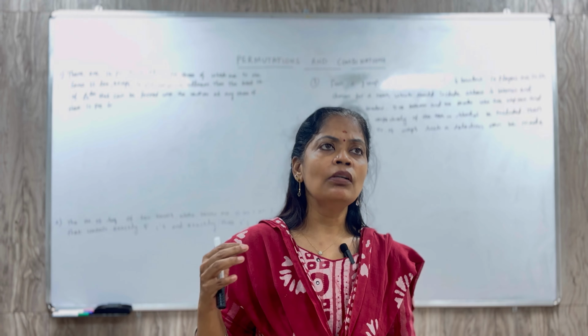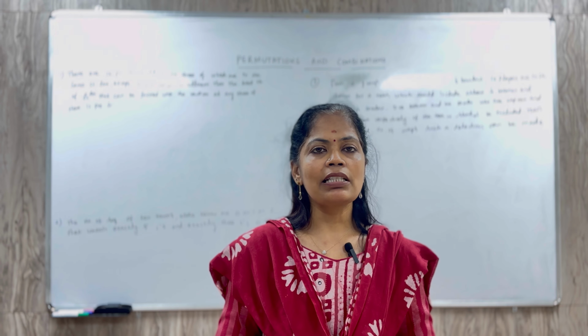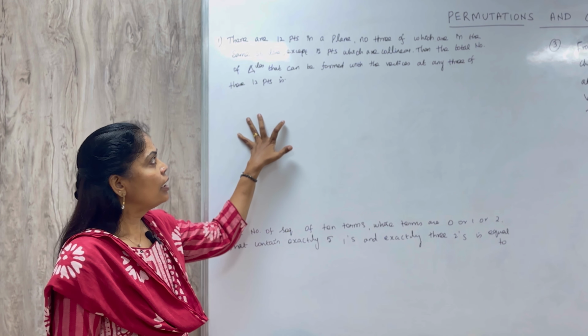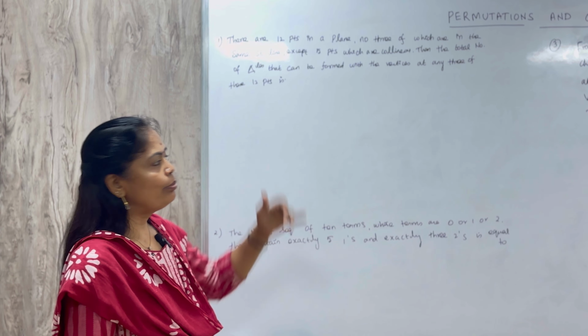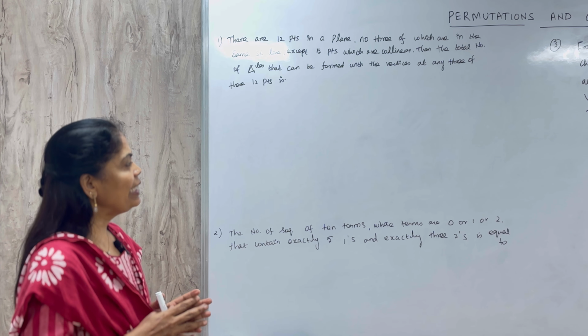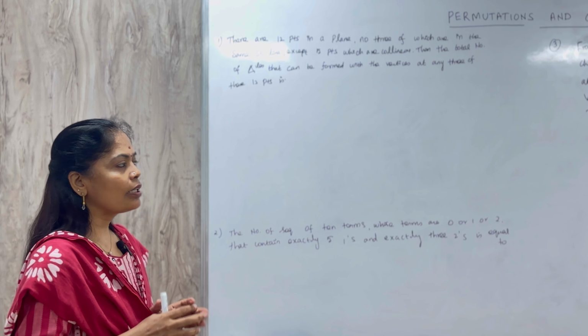So I'm going to solve the problems one by one today. Shall we start a problem? Read the first question. There are 12 points in a plane, no 3 of which are in the same straight line except 5 points which are collinear. There are 12 points in the plane.